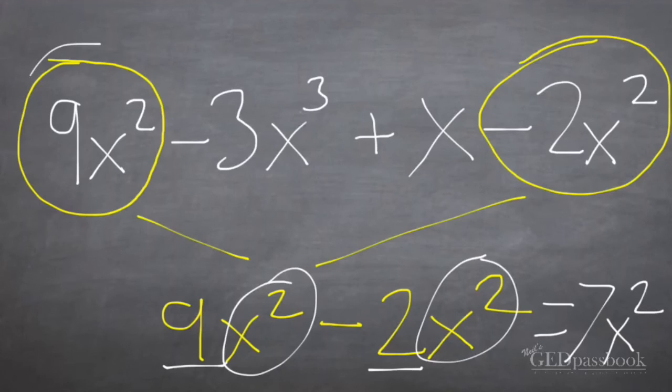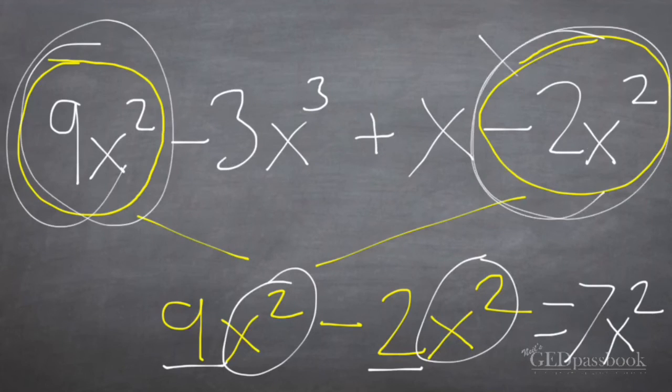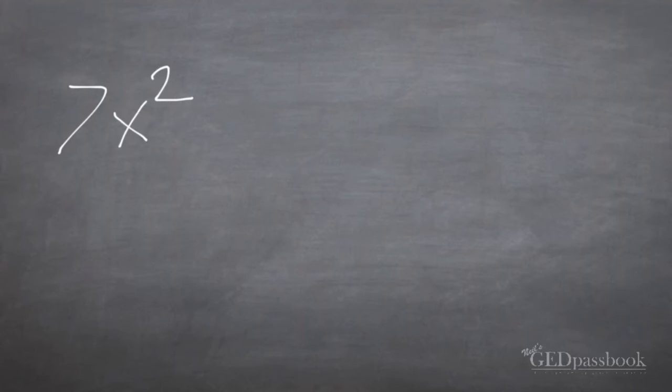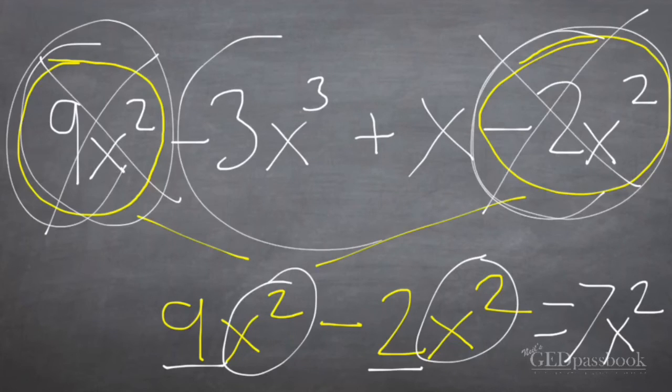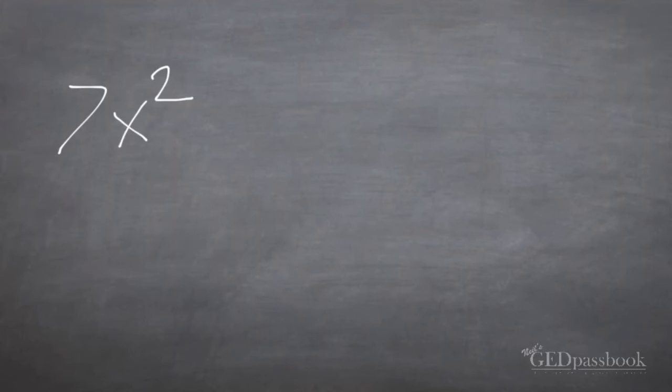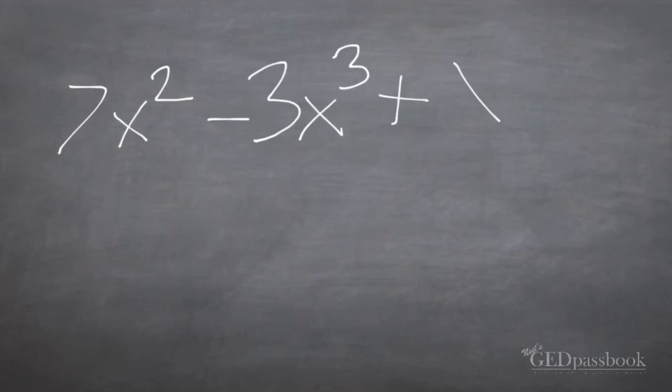Let me go write it brand new. 7x squared. That's what these two have become. They've both been eliminated and transformed, combined into 7x squared. And now I'm just going to get these two, and I haven't really touched them yet, so I'm just going to throw it on to the new term that those other two have become, which was the 7x squared. So I have this now.